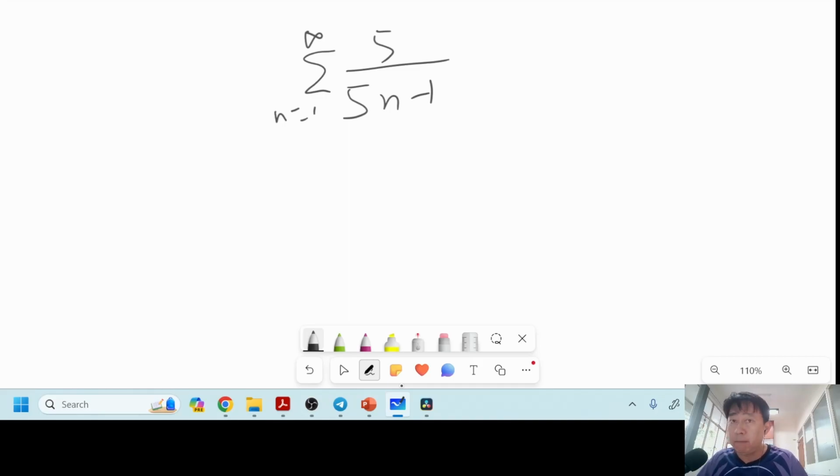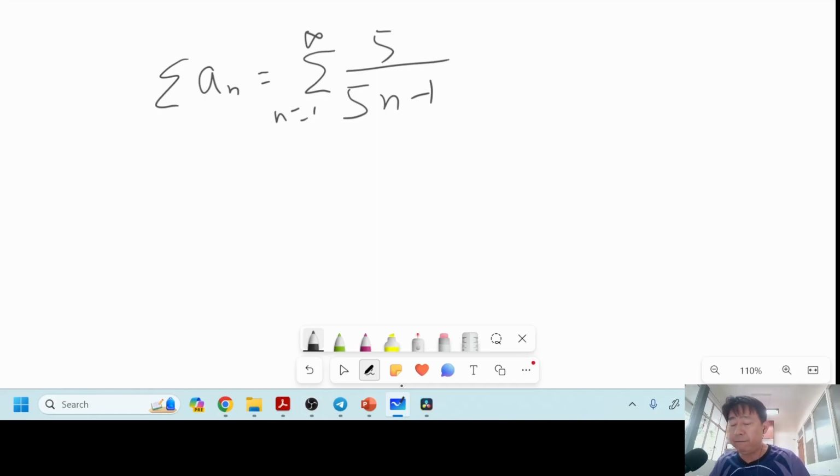In order to use the comparison test to check for the convergence or divergence of the series, you first have to make a good guess of whether this series is divergent or convergent. To make a good guess, you have to be able to somehow recognize the series by comparing it with some other known series.